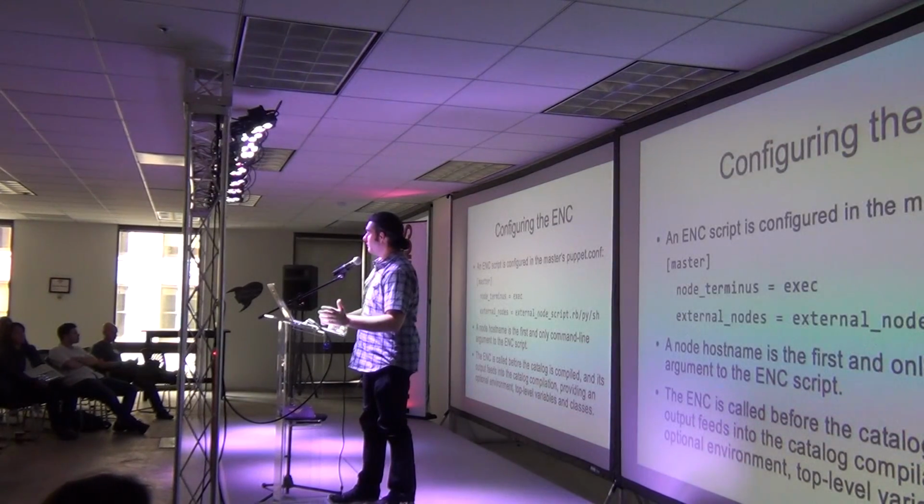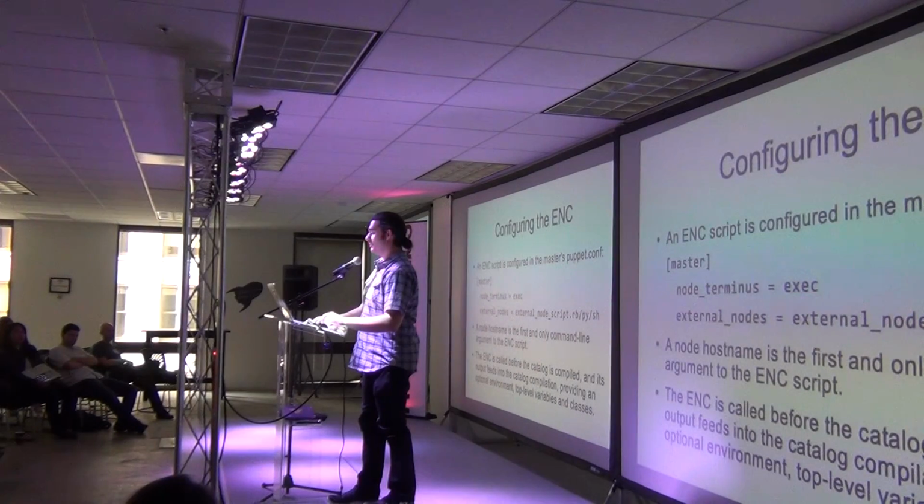So here's how you configure it. You go into your puppetmaster.conf. You say node terminus equals exec, external nodes point to the external node script. It doesn't have to be in Ruby just because Puppet was or partly is. You can write this thing in any language that you want, and it can do anything. So that's going to be a key observation here.